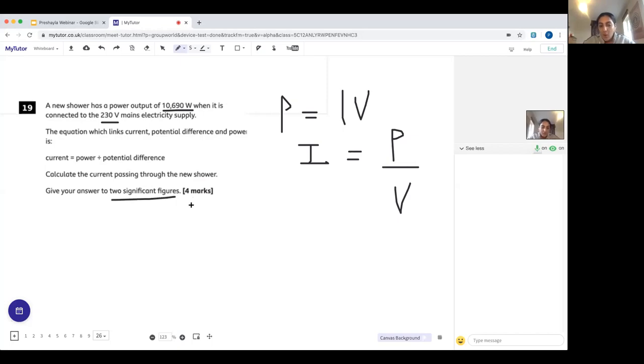So that would be one of the marks of the 4 marks. So it's really important when they do specify that you do it to two significant figures. So we get current is power divided by voltage. So current, which we're trying to find, equals power, which is 10,690, divided by voltage, which is 230. When you put that into your calculator, you get 46.48. And when you put it into two significant figures, you just get 46 amps. Okay, so the answer will be 46 amps. Well done if you got that.